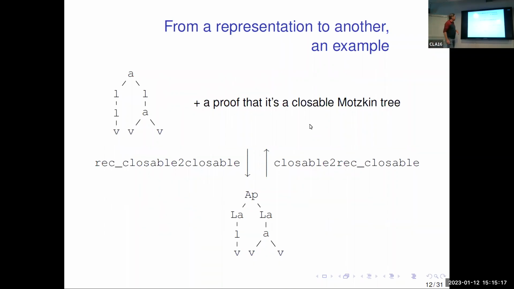Okay, so here is an example. You have a Motzkin tree here, and you need a proof that it's a closable Motzkin tree. So here you can check it's actually closable because of the two L's below the A. And so this is the representation with the Motzkin tree and the proof that it's closable. And on the other side, you have the representation using the other construct. So you have app, which says you have an application, and you have two lambdas, and then below that you have whichever Motzkin trees you want, because it doesn't matter anymore whether you have any lambdas or not, because you already have one on top, which enables the term to be closable.